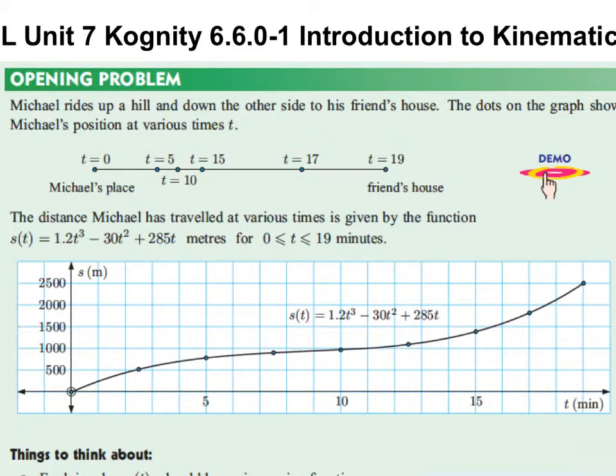Your displacement is how far away from your starting point you are. That's not the same as distance, and we'll talk about that more. Okay? Distance is how far you actually went. All right? If I walk over this far, and then I turn around and walk back to where I started, my distance is 20 feet or whatever that is. My displacement is 0. Okay?